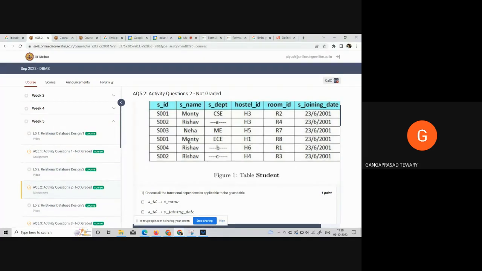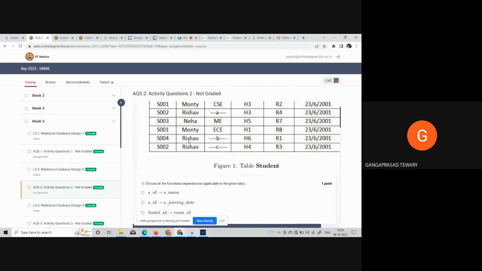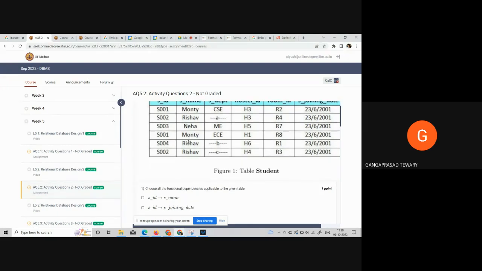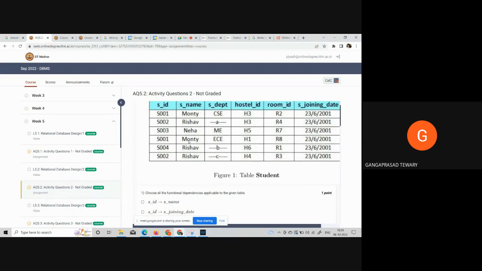S002 is also Rishabh and Rishabh, right? But S004 is also Rishabh. Then what to say in this case? No, that is fine. Like left hand side uniquely determines the right hand side, right? And for example, if the second S002 could have been another name like Neha or something else, then in that case it will not hold. For all the tuples it should satisfy.